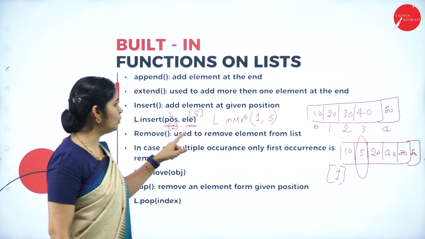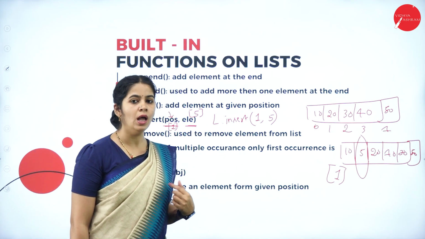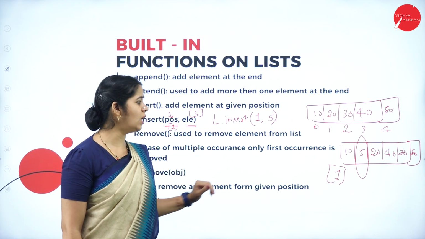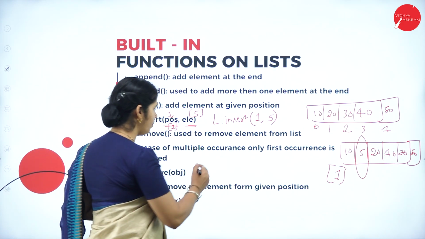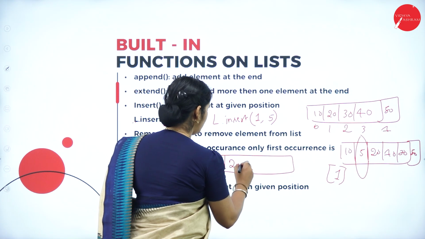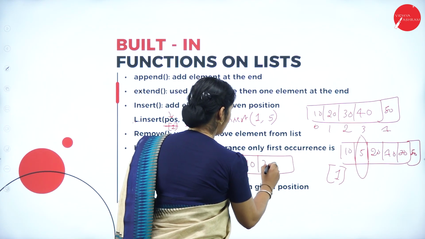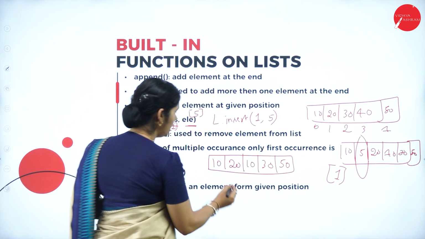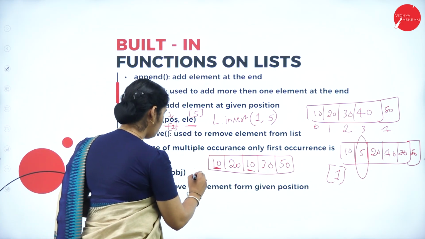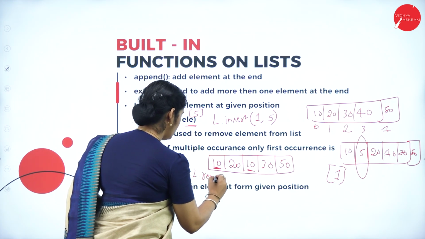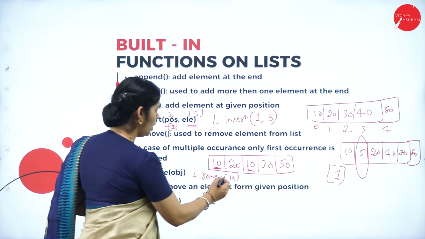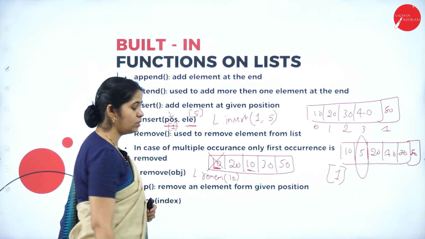Then remove is used to remove an element from the list. In case of multiple occurrences, the first occurrence will be removed. For example, here I have the list 10, 20, 10, 30 and 50. Here 10 has appeared 2 times. If I use remove, L dot remove, and what is the object? 10 I want to remove. So it will remove only the first occurrence of the 10.